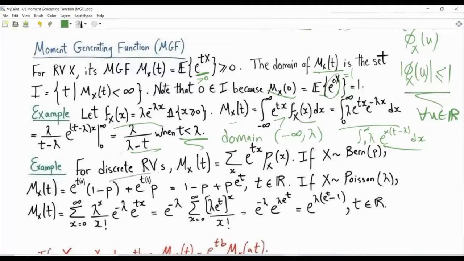What if your random variable is discrete? Again, LOTUS. By the end of the day, the moment generating function is just an expectation. Apply LOTUS. It will be a sum now, and you use the PMF.